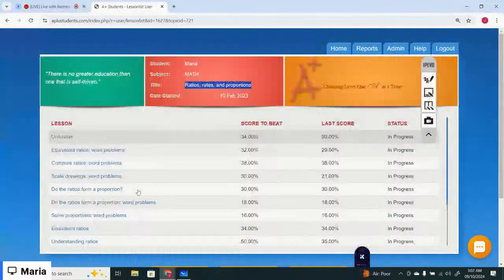Okay, here I am on grade 7 math. The chapter we are on right now is ratios, rates, and proportions. Let's just start with the first lesson, that is unit rates.